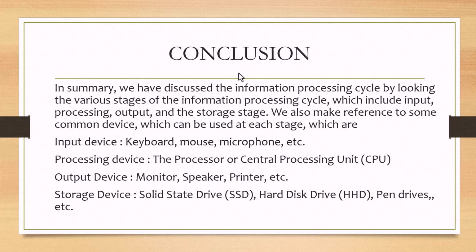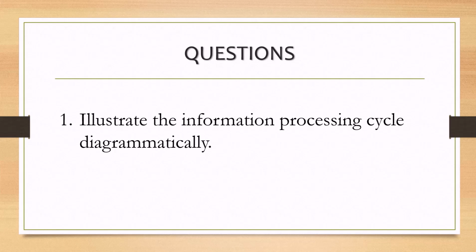We also made reference to some common devices which can be used at each stage, which are: input devices, that's keyboard, mouse, microphone, etc. Processing device, the processor or central processing unit. Output devices, monitor, speaker, printer, etc. Storage devices, SSD, HDD, pen drive, etc. Illustrate the information processing cycle diagrammatically.